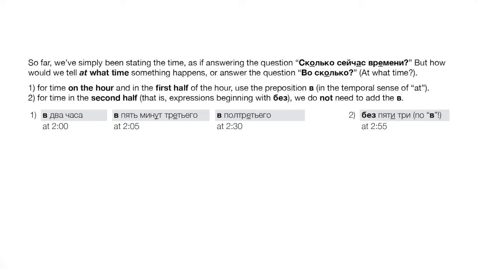So how do we say at what time? Well, it's pretty easy, actually. We use в plus the accusative for most of these time expressions. So, for example, look at the possibility number 1, which is with в. We use that for time on the hour and in the first half of the hour and also for the halfway point, right? So, в 2 часа, в 5 минут третьего, в полтретьего. Okay, so the time expression itself is just like the ones we learned before. We're just simply adding в in front of it.